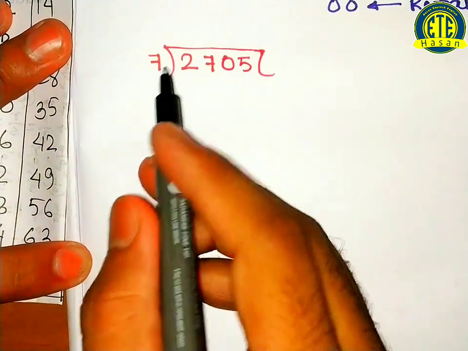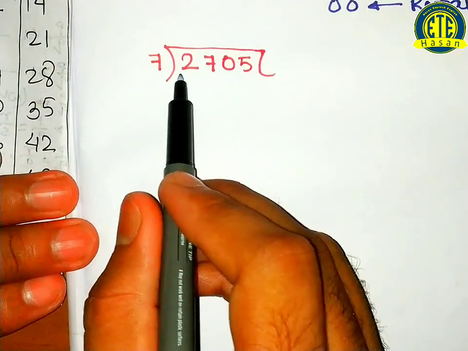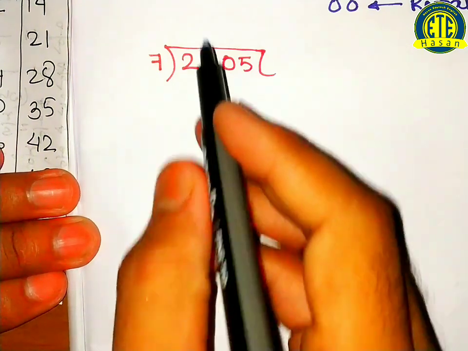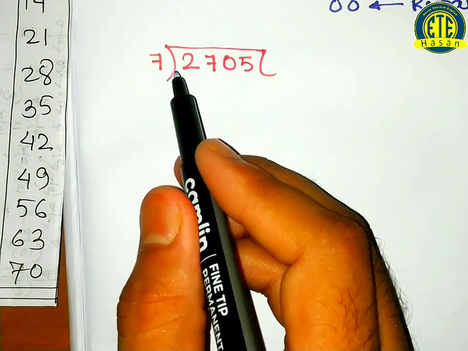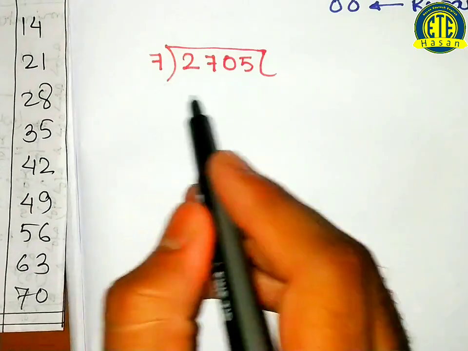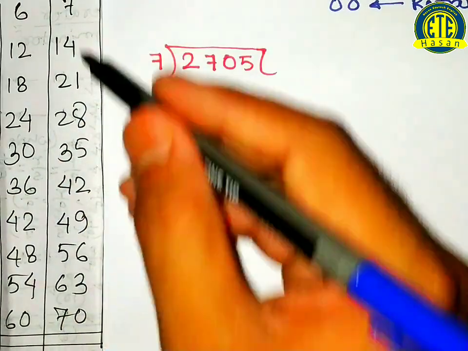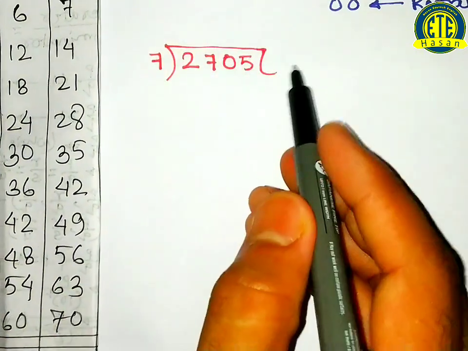Here is another example. We have 2,705 rupees and we have to divide it among 7 people equally. So in this problem we need a table of 7. Here is the table of 7, and here is the question.